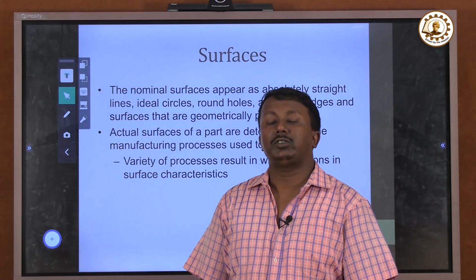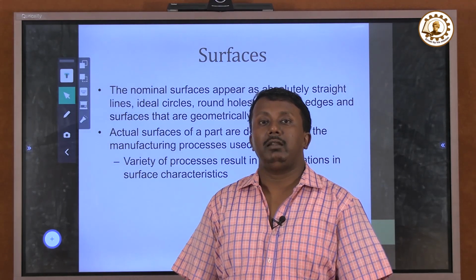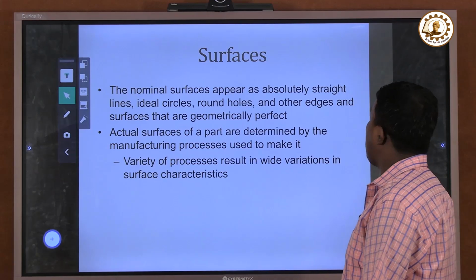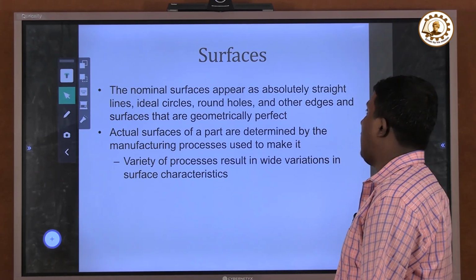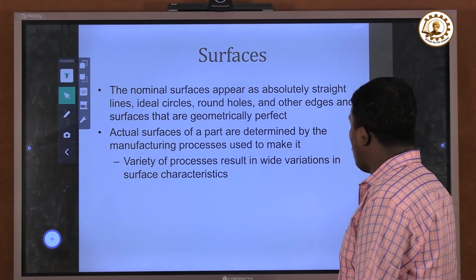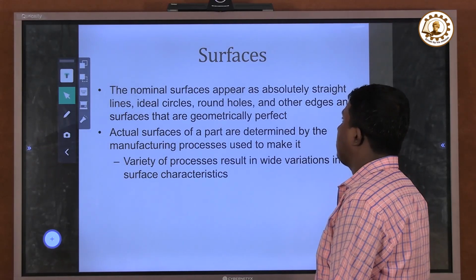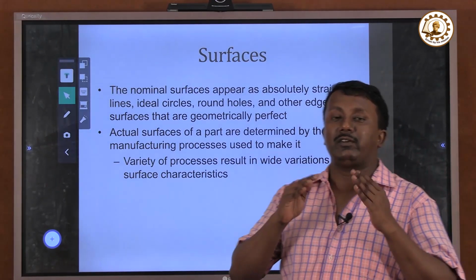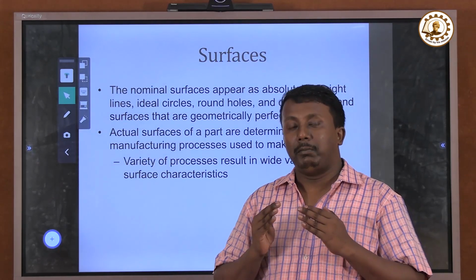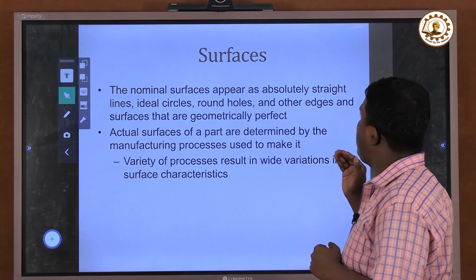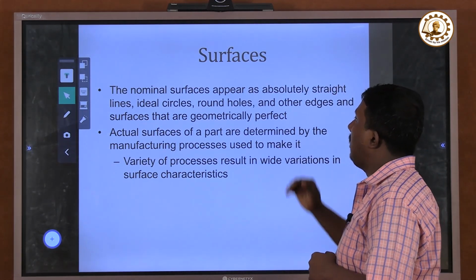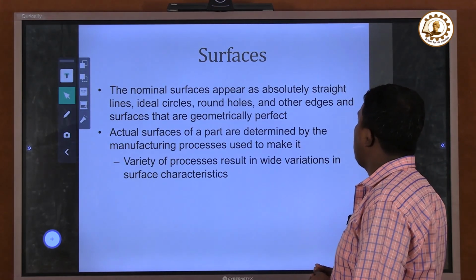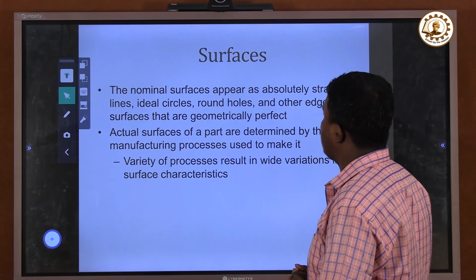Surface is the most important part of any mechanical part. The nominal surface appears as absolutely straight lines, ideal circles, round holes and other edges, and surfaces that are geometrically perfect. That means the nominal surface of any mechanical part can be a straight line, ideal circle, round hole and geometrically perfect shapes.